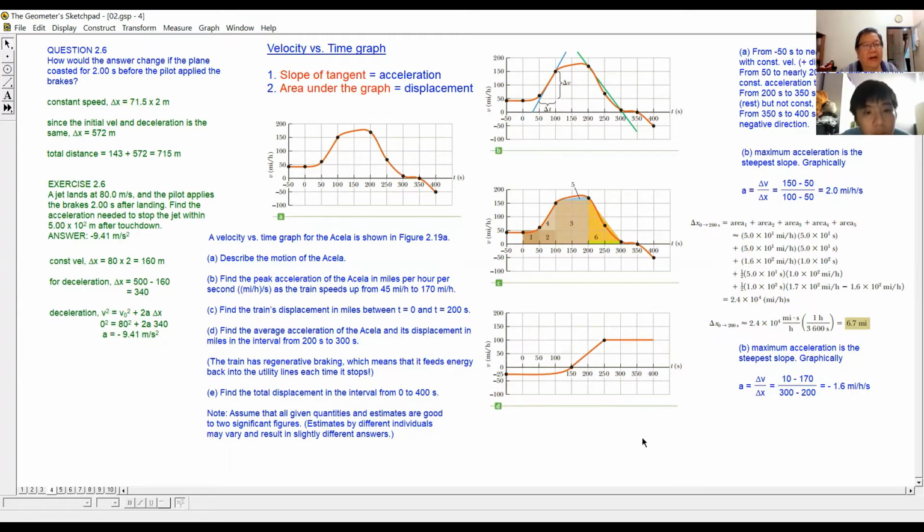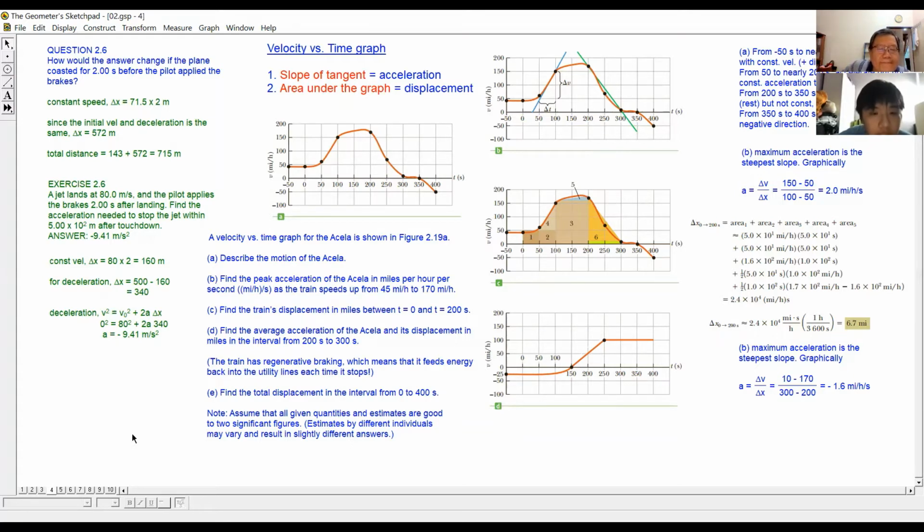I continue the questions. A: Describe the motion of the train. B: Find the peak acceleration of the train in miles per hour per second as the train speeds up from 45 miles an hour to 70 miles an hour. C: Find the train's displacement in miles between t equals 0 and t equals 200 seconds.